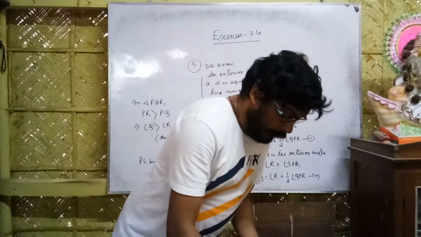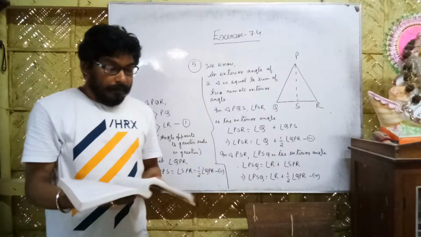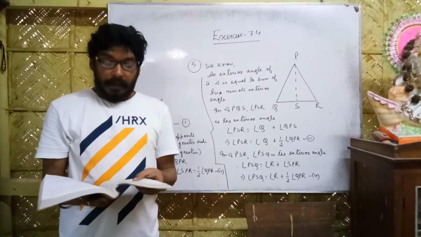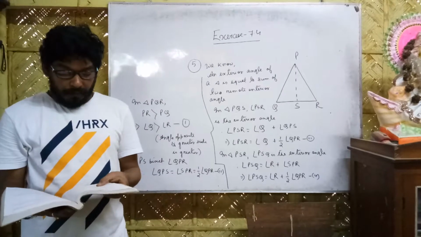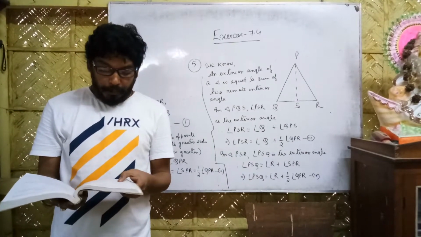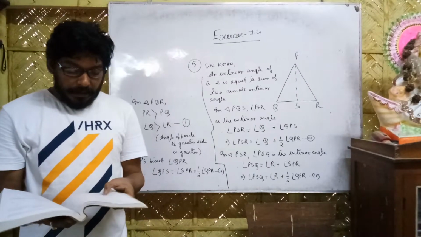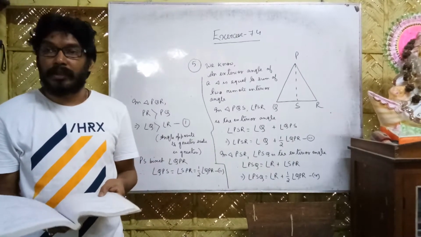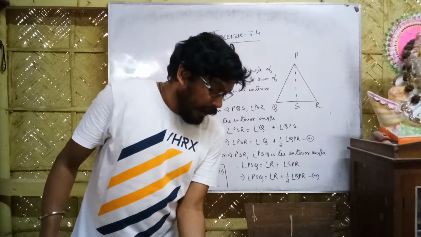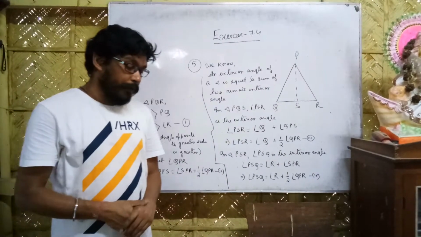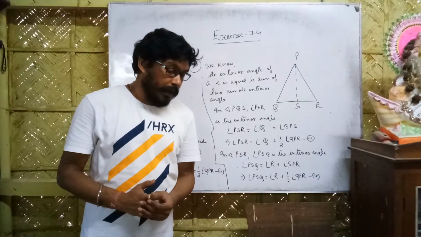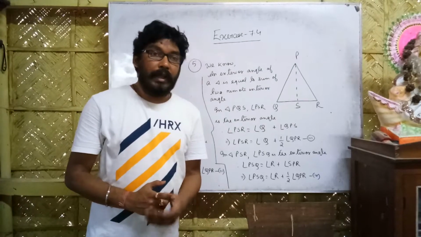अब देखो क्वेश्चन नंबर 5, एक्सरसाइज 7.4. What did they say? PR greater than PQ and PS bisects angle QPR. Prove that angle PSR greater than angle PSQ. Given part you will write as it is from the book. You will write PR greater than PQ and PS bisects angle QPR. To prove that angle PSR greater than angle PSQ.